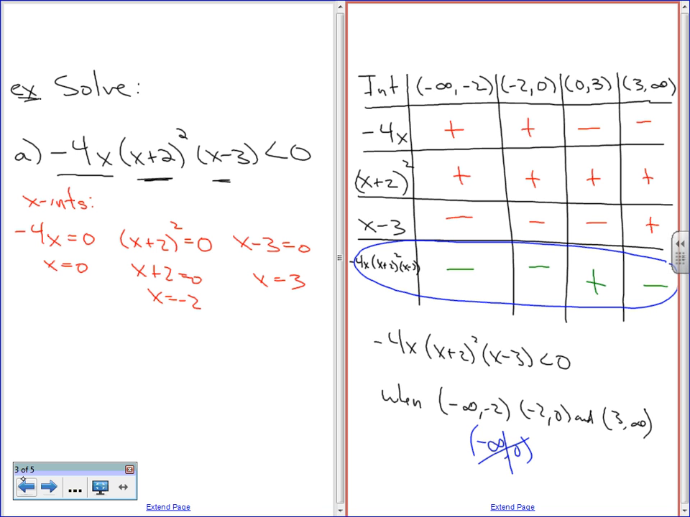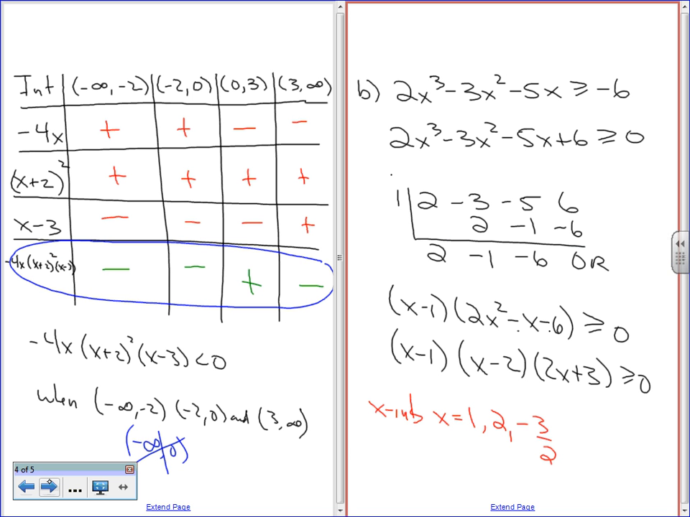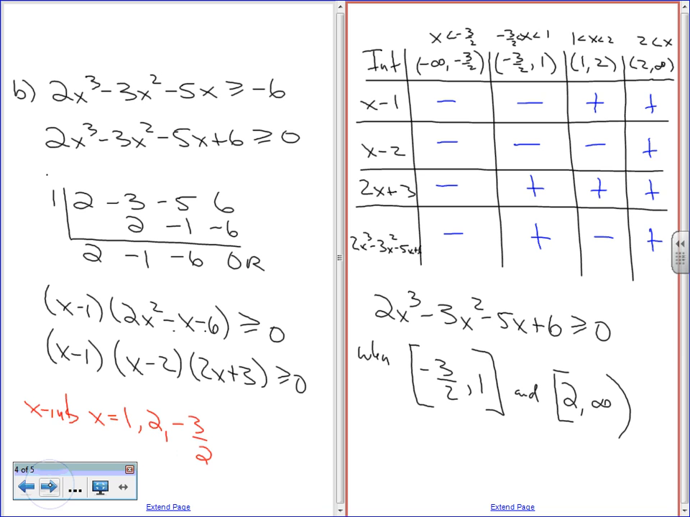I used round brackets here because I wanted to know when it was less than 0, so the intercepts weren't included. But in this one, I wanted to know when it was greater than or equal to 0, so I had to include the zeros. Make sense? Okay. And if it's not factored, then factor it, and then it becomes the exact same question.